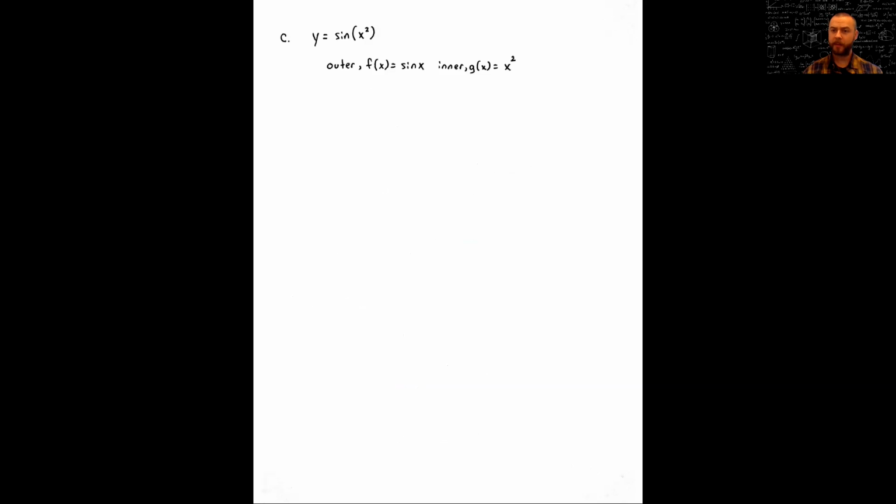All right, this one is probably the more straightforward of the two parts, parts C and D. Notice inside of the sine function is x squared. So we'll say our inner function, g of x, is x squared. And on the outside is the sine function, f of x, we'll define it to be sine of x.